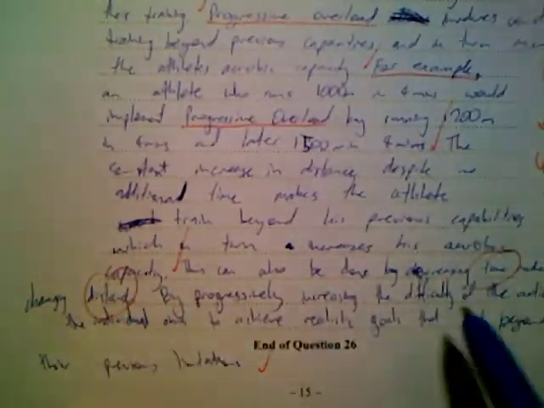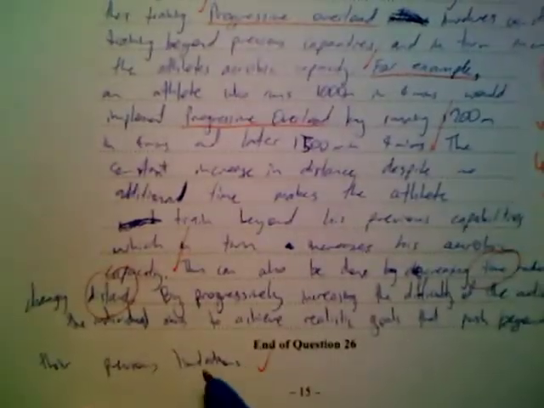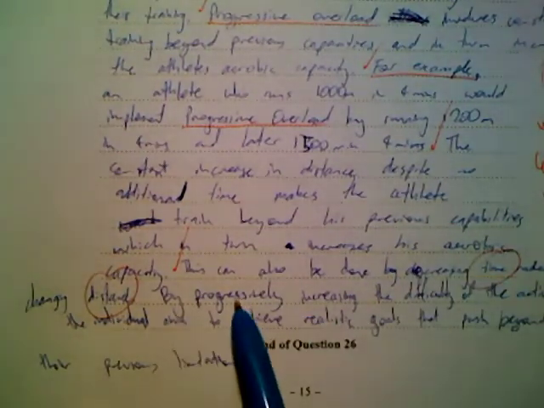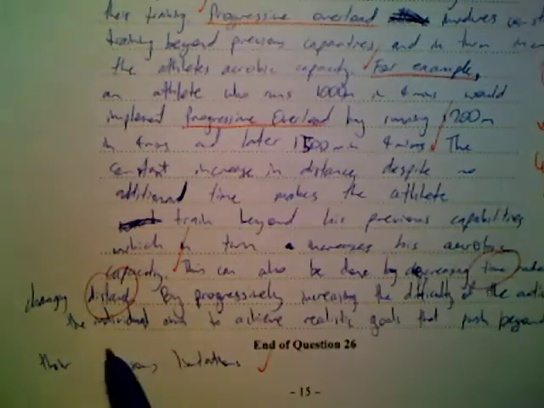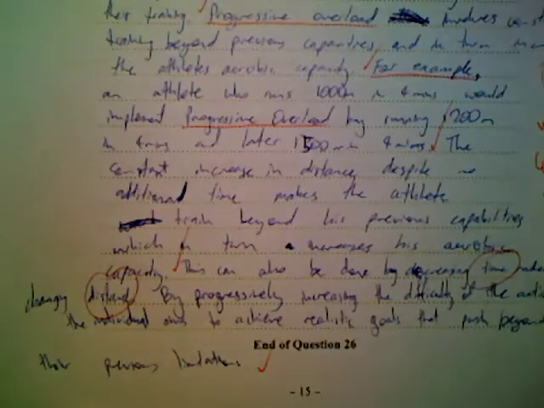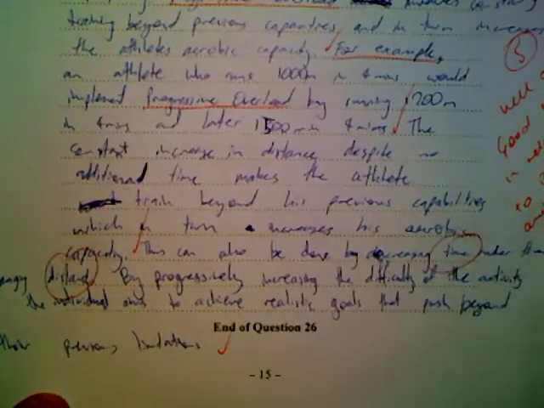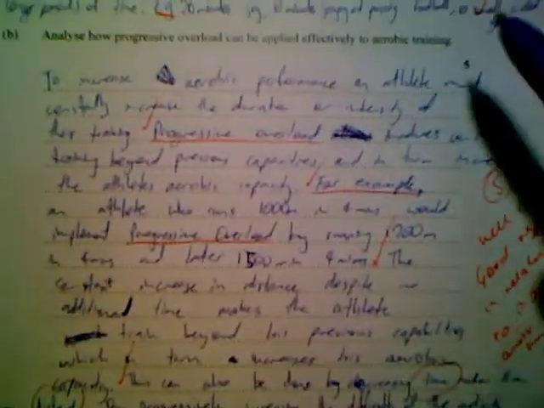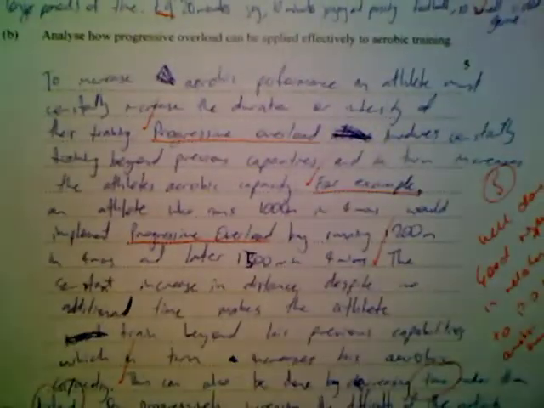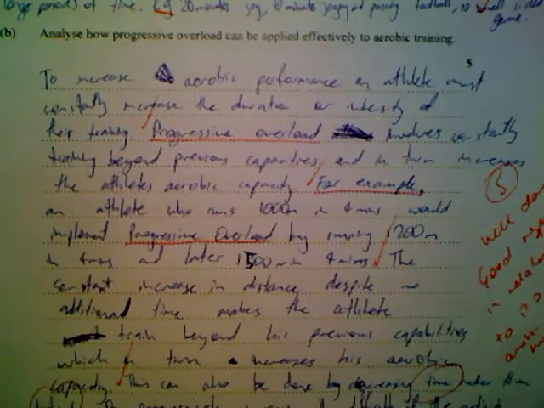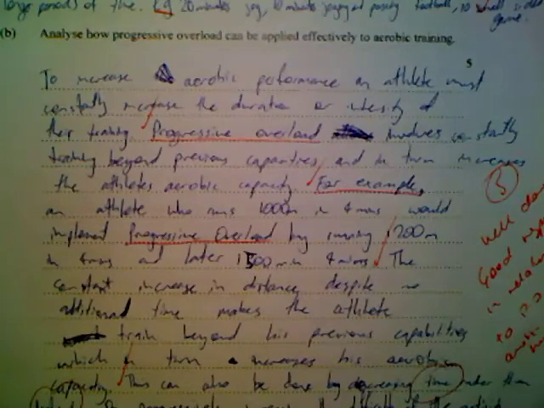So two of the variables that need to be included in progressive overload have been stated here. By progressively increasing the difficulty of the activity, the individual aims to achieve realistic goals that push beyond their previous limitations. So continually throughout this answer, we've been able to apply progressive overload. Some other parts here. Remembering that in order to analyse, we need to draw out and relate the implications of progressive overload when it is applied effectively to aerobic training.